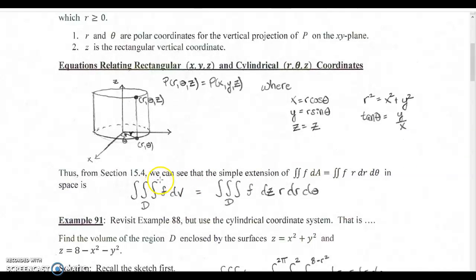So from section 15.4 then, if I want the integral of f over a domain D like I see above, then what happens is the r dr d theta becomes the dx dy, so that stays the same, and then I just have to throw a dz in there with it. So it's dz r dr d theta.